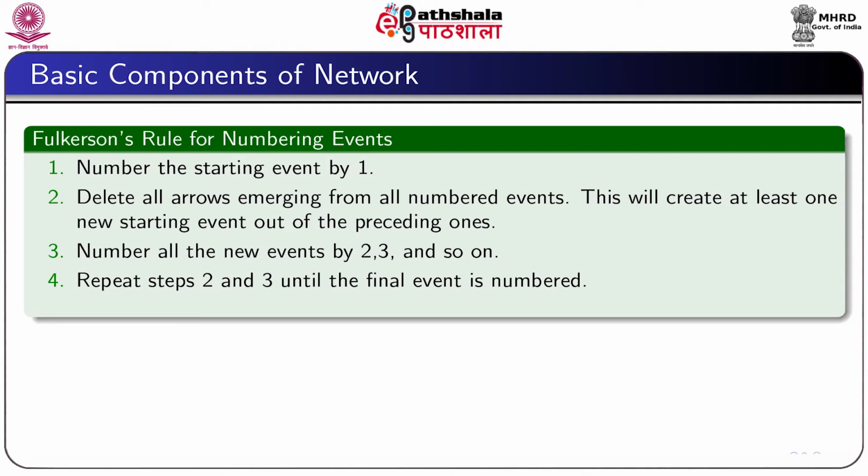Fulkerson's rule. This rule is applied to label the events or nodes. First, we should number the starting event by 1. Then delete all arrows emerging from all numbered events. This will create at least one new starting event out of the preceding ones. Number then all new events by 2, 3 and so on, and then repeat the previous 2 steps, that is step 2 and step 3, until the end is reached.